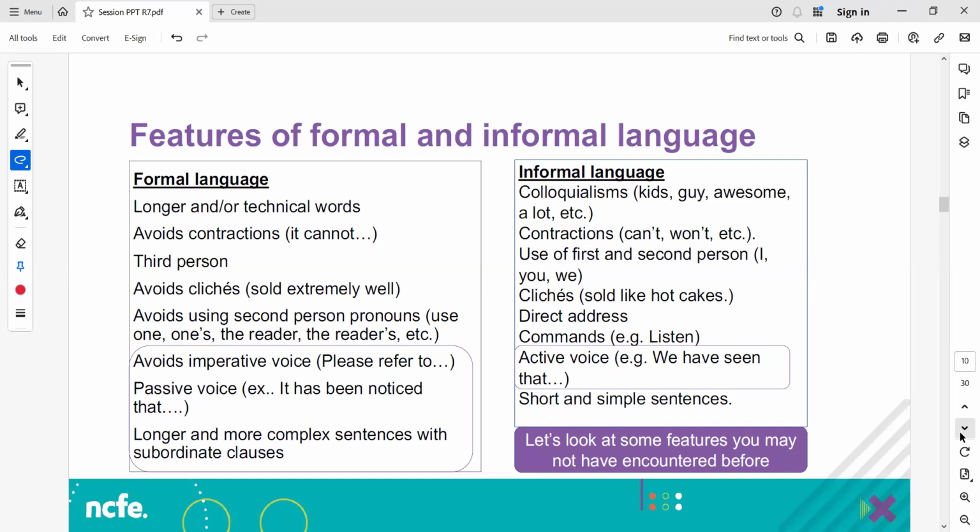Commands, so "Listen." Sorry about that. So you'll have those command verbs. The active voice, we have seen that. Again, we'll look at passive and active voice shortly. And the sentences will be short and simple. Okay, so any questions about those features of formal and informal language?